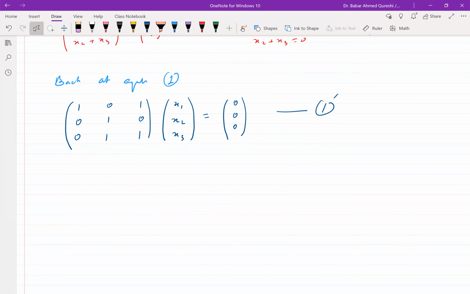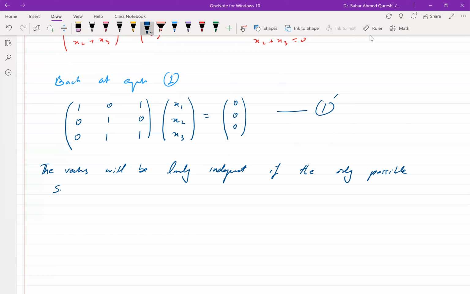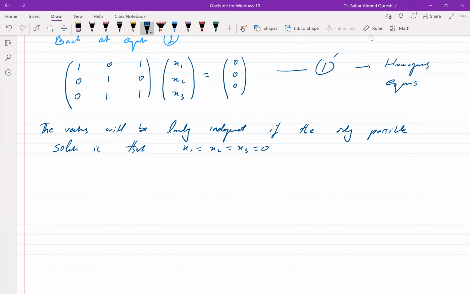Now you want to see if they are linearly independent or not. The vectors will be linearly independent if the only possible solution is that x1 is equal to x2 is equal to x3 is zero. We know that this solution always exists for this equation. This is a homogeneous system of equations. So if I put x1, x2, x3 equal to zero, they're always satisfied. I want to know if it's possible to get some other solution or not. So I know that the solution will be unique.